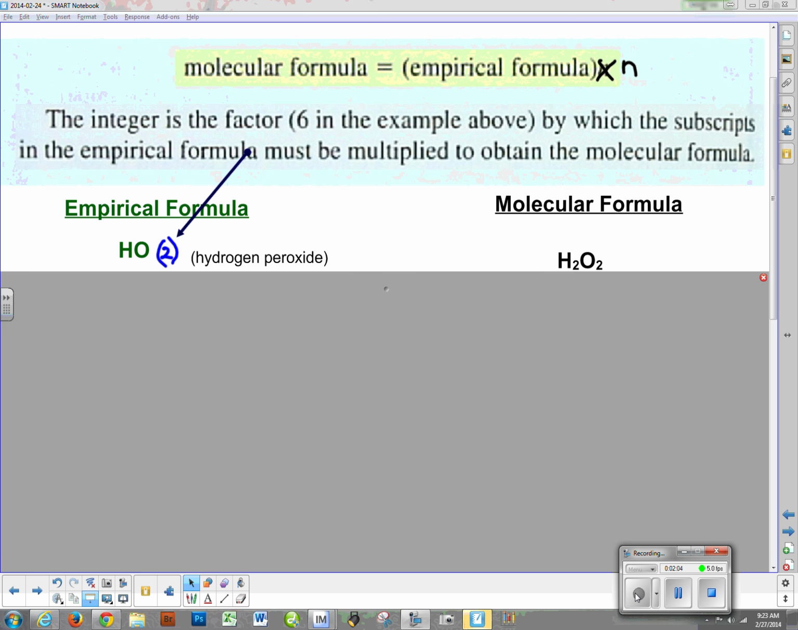Yes? It's the smallest ratio of atoms. And it's kind of the simplest form. You could say it both ways. But I wanted to inject that ratio thing in there for you. But you're absolutely right. You're absolutely right.